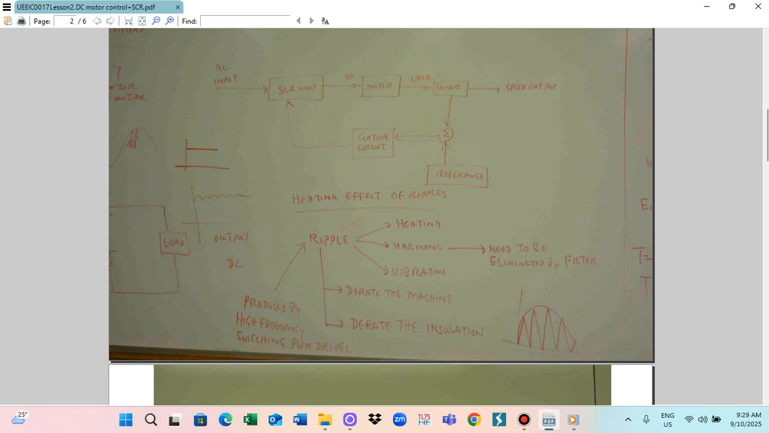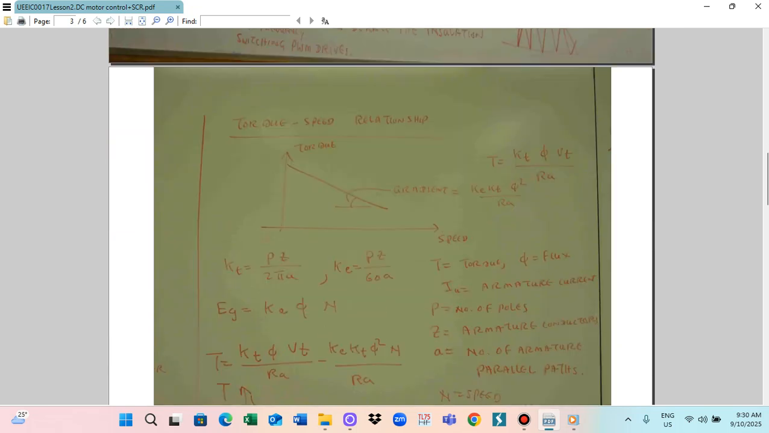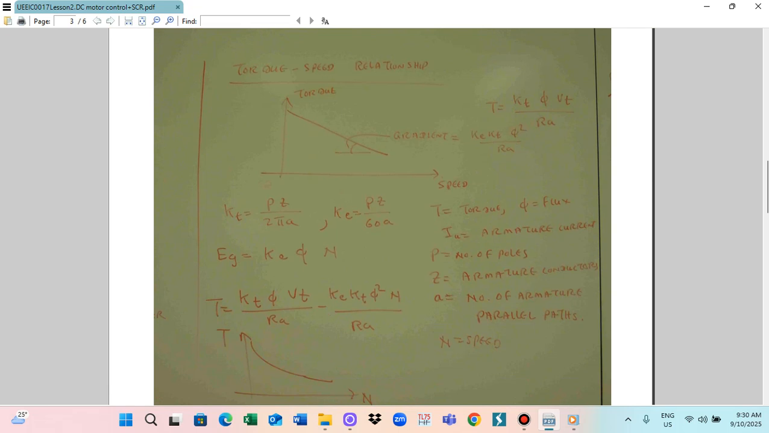And the motor speeds are related to the equation, so that we can plot the diagram. The vertical line is the speed and the horizontal line is the torque. So we can calculate the torque equation: T is equal to KT phi VT divided by RA. So this is the torque equation.